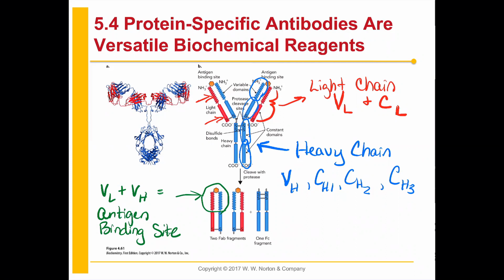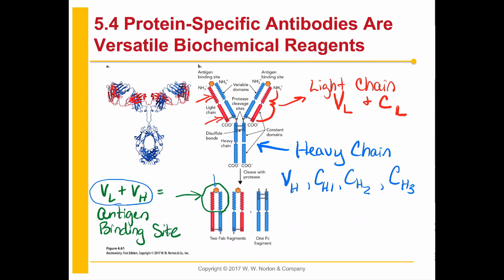So how does an antibody bind to an antigen? The way an antibody binds to an antigen is that the combination of the light and heavy chain variable regions make up the antigen binding site. So this little yellow, is that a hexagon?